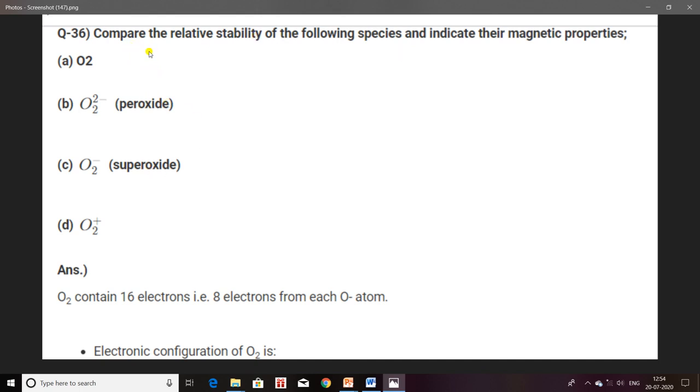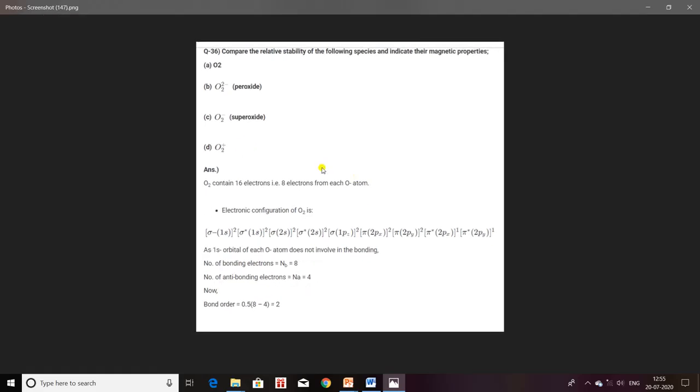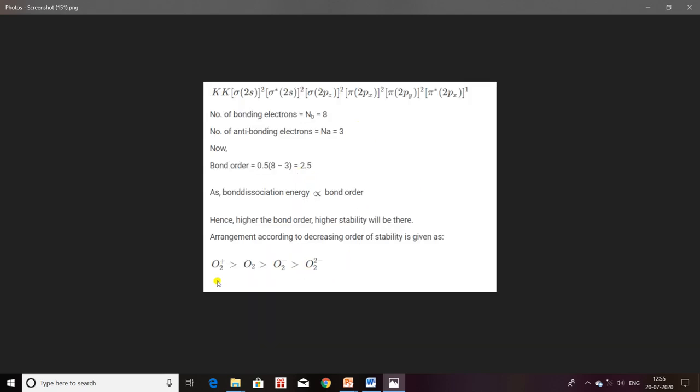Now how will you tell the relative stability? You have to calculate the value of bond order. The maximum the value of bond order, that means stability is high. So here I am giving you just a hint that this is the order. Okay, so this is the answer.